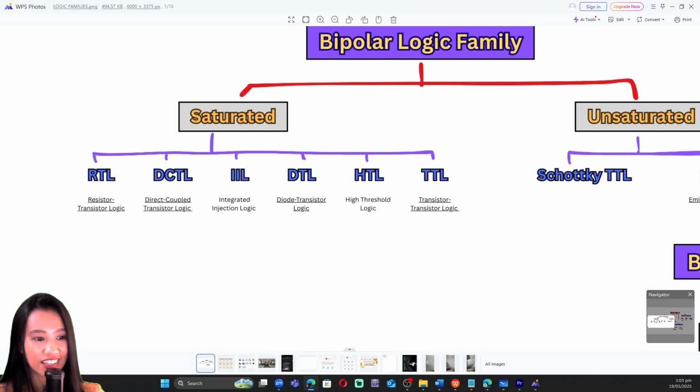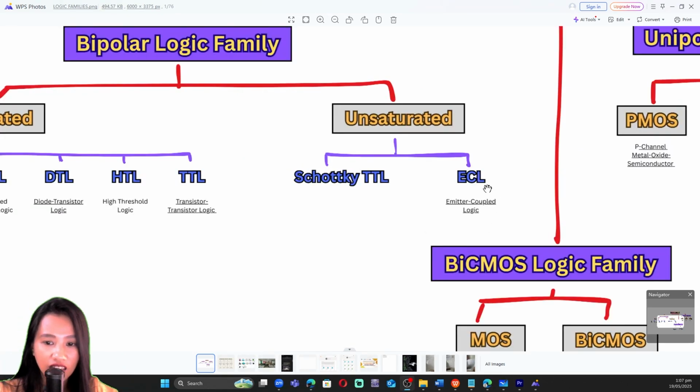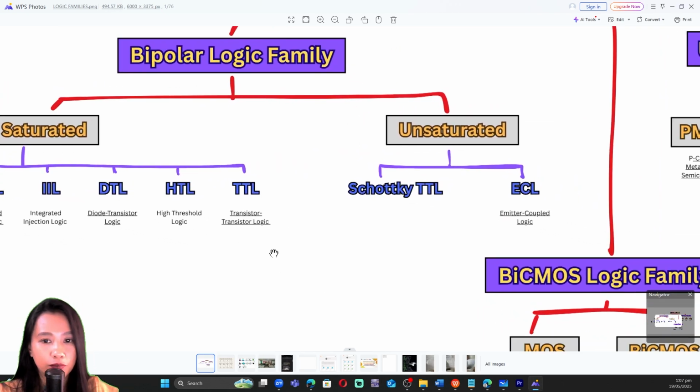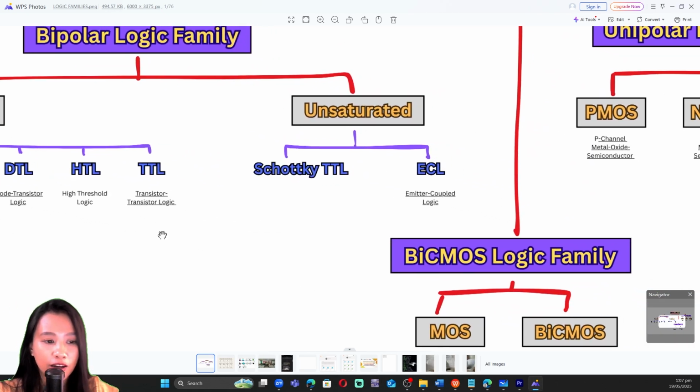Okay, magkaiba yan sila. Yung sa diode transistor natin, improve lang siya kumpara sa RTL kasi dinagdagan siya ng mas maraming diode. So, mas maganda yung pag-fan out niya and mas immune siya sa noise. So, hindi masyadong nasisira yung signals natin. So, mas high speed lang yung ECL, yung unsaturated natin, kumpara dito sa mga saturated bipolar logic family natin kasi nga, nagko-consume sila ng mas malaking power.